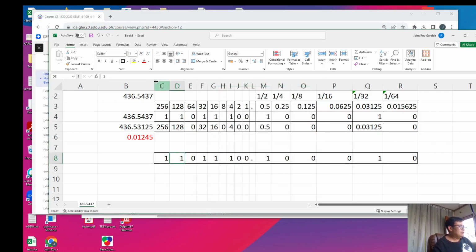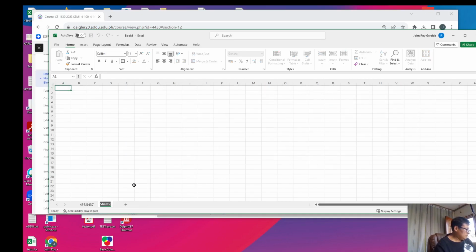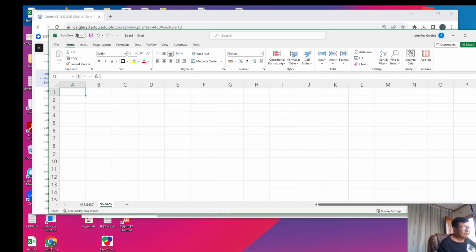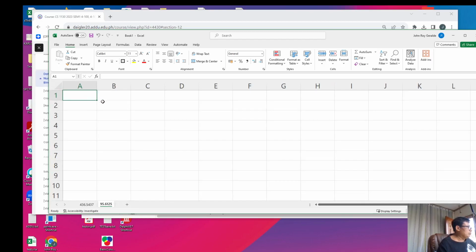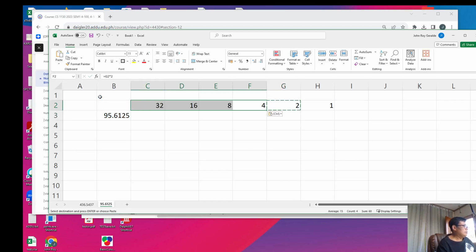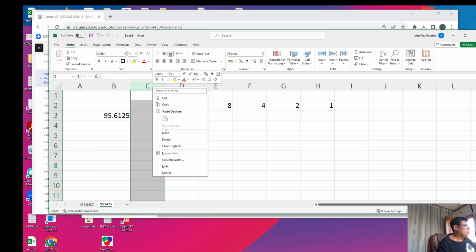Now, let's have a second example. Shall we say 95.6124. This time we will use an exact value. Okay. So we have 95.6125. And then we will run our binary series. Okay. 32 still need 64. We just insert.